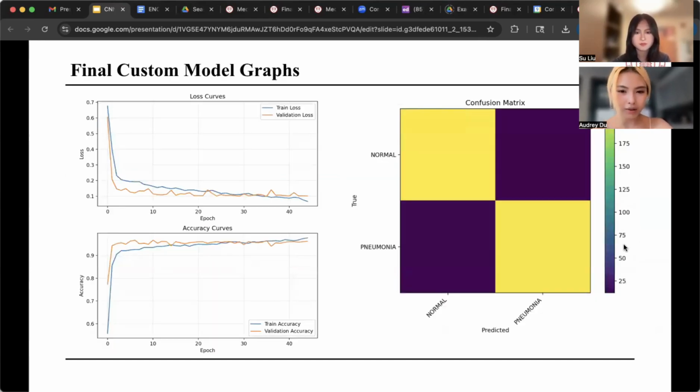Unlike the earlier models, training and validation loss descend together and stabilize really smoothly around the same value by the final epochs. Accuracy curves track closely throughout all 45 epochs, with no divergence and no overfitting spike. The confusion matrix also shows predictions concentrated really firmly on the diagonal.